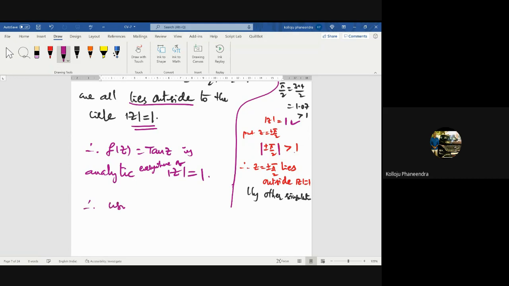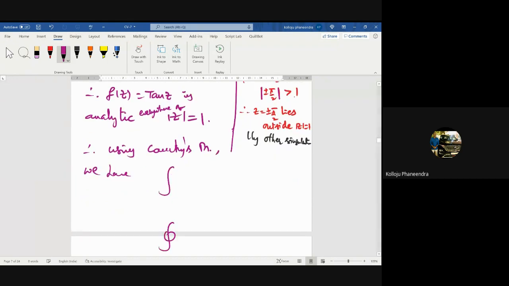Therefore, using Cauchy's theorem, we have the integral over mod z equal to 1 of tan z dz. What is this value now? Since the function is analytic everywhere in mod z equal to 1, its value is 0. Even though it possesses singularities, those singularities lie outside the domain. Hence, the function is analytic everywhere in the domain. Its integral value is 0 by using Cauchy's theorem.